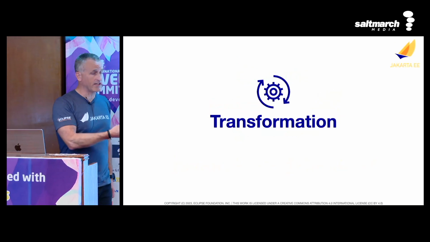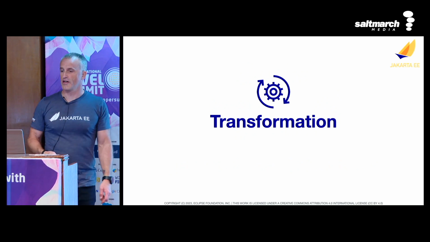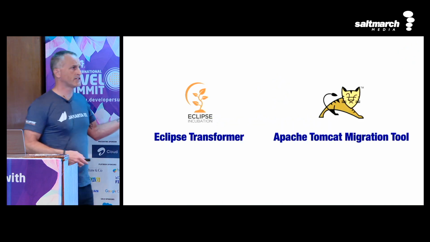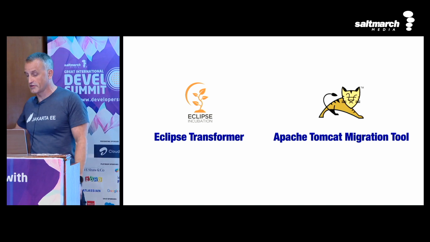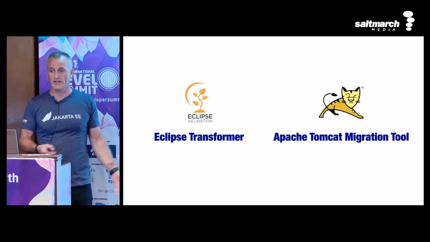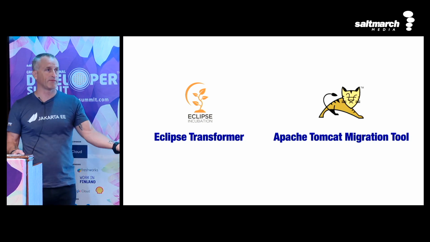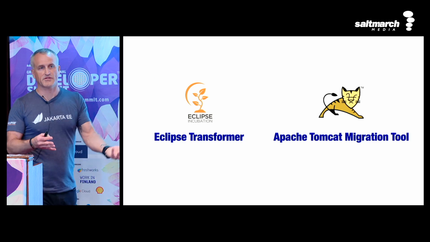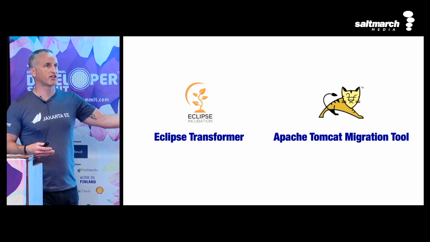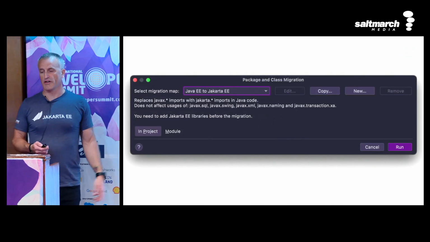And one way you can do it, especially if you have third-party libraries, is to, well, screw the code, I'll just do the bytecode. So you can use the Eclipse Transformer or the Apache Tomcat migration tool or some other tool out there. I'm sure there are other tools, but these are open source and available for you, and they will transform the bytecode for you. So if you have a library that is using the javax namespace, you can just run the Eclipse Transformer on it and produce a jar that's on the Jakarta namespace, and you can use that.